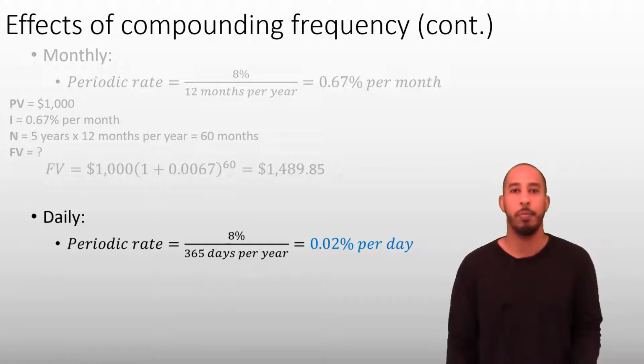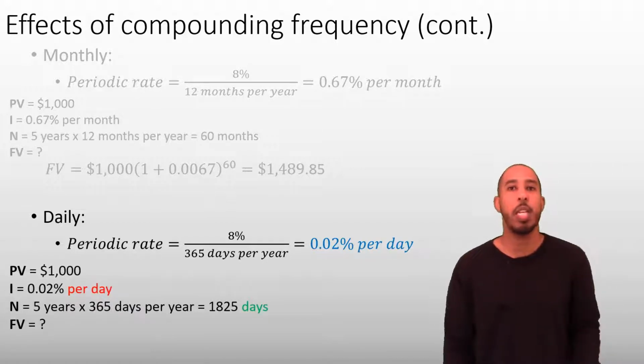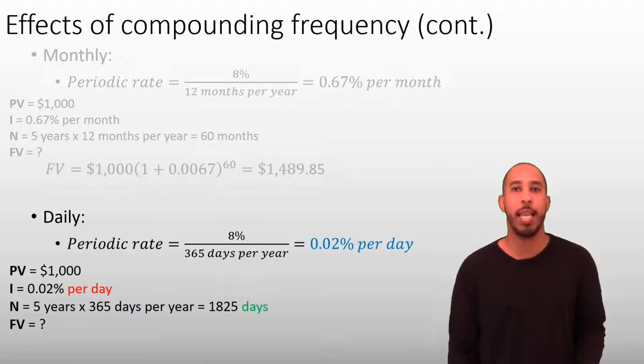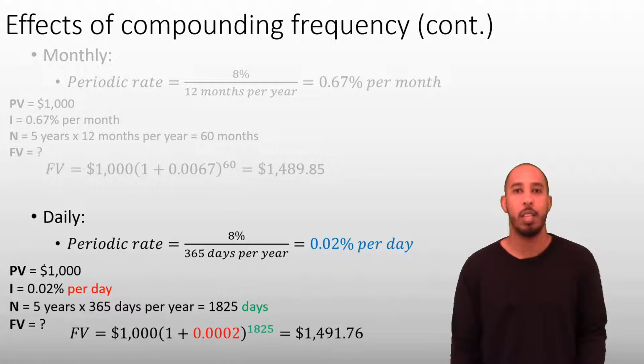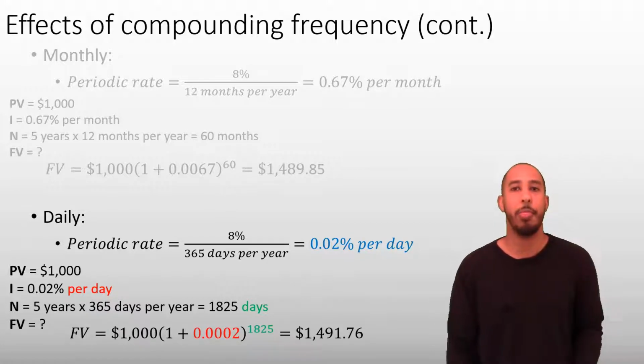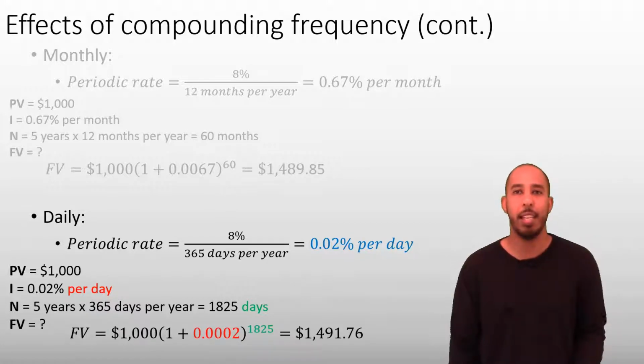We'll do another one. What if the account paid interest daily? So we need a daily rate. That's 0.02% per day. And we need N in terms of days. So how many days are there in 5 years? 1,825 days. Solving for future value, we get 1,491. Again, a little bit bigger.